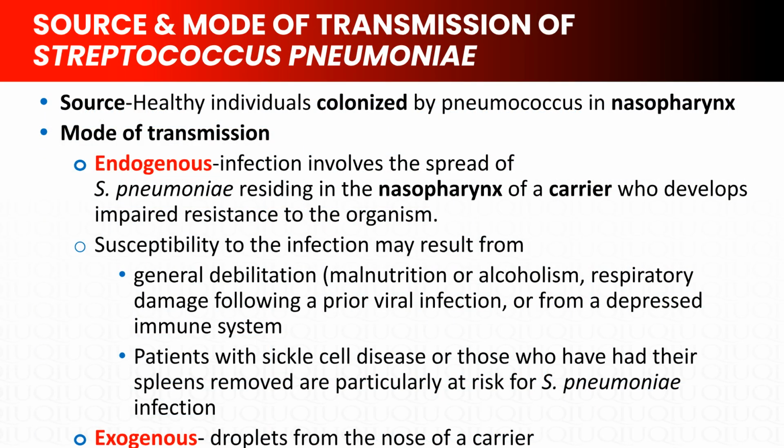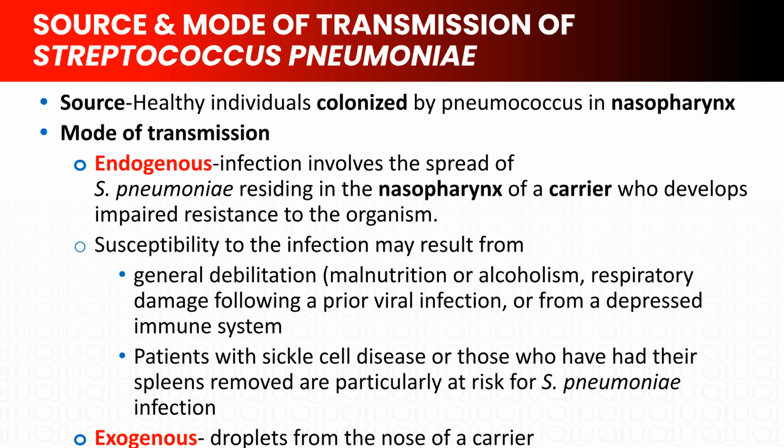The source is healthy individuals colonized with pneumococcus in their nasopharynx. About 5 to 10% of adults and 20 to 40% of children carry pneumococcus asymptomatically. Endogenous transmission involves spread from the patient's own nasopharynx to lungs when resistance is impaired. Susceptibility results from general debilitation like malnutrition or alcoholism, respiratory damage following viral infections, or depressed immune systems.